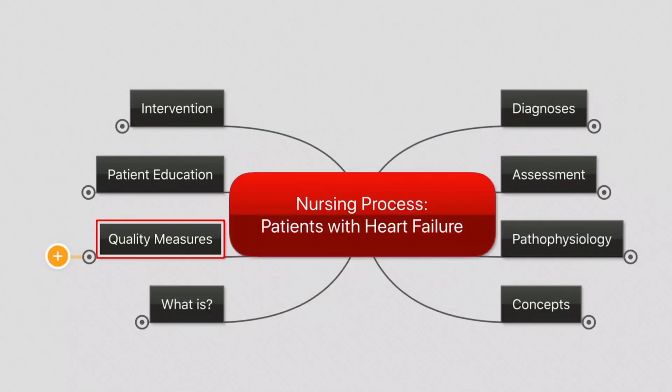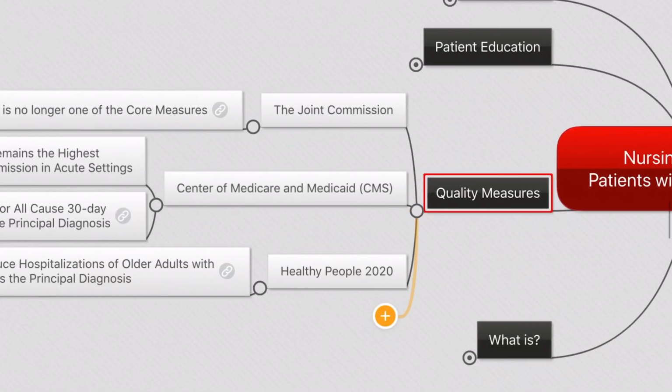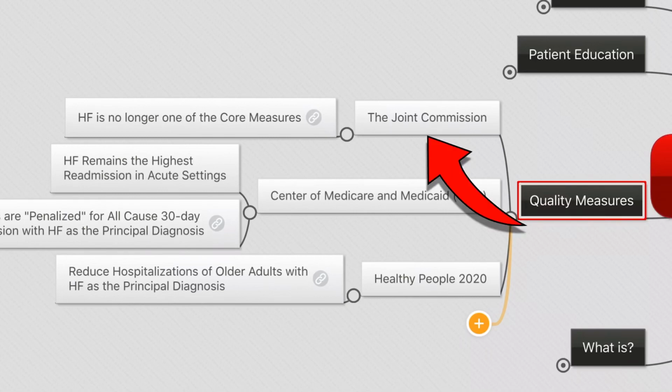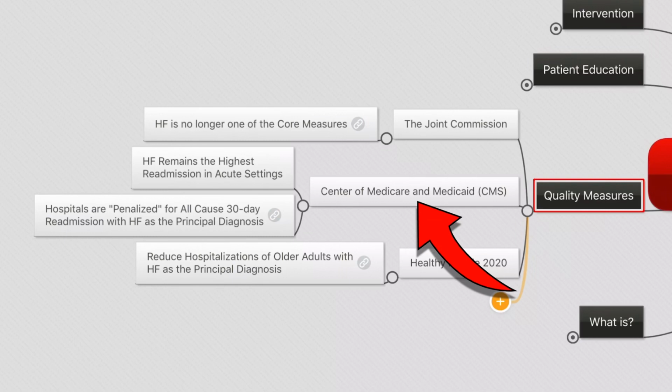All right, so in the last part of this lecture, we're going to focus on the core measures. I'm going to take a couple minutes to mention these core measures, quality measures. The Joint Commission states that heart failure is no longer one of the core measures like AMI, pneumonia, and so forth. And the Centers for Medicare and Medicaid state that heart failure remains the highest readmission in the acute setting. Now that's a problem because that affects our financial resources in our nation.